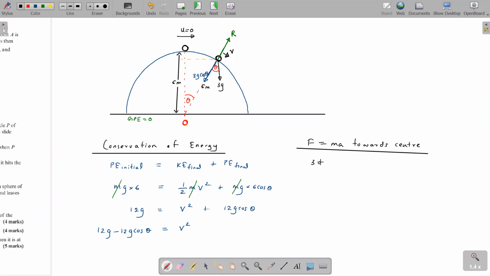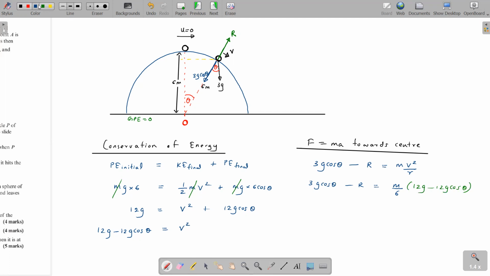So towards the center, you have 3g cos theta, minus, away from the center, is R. 3g cos theta minus R equals m v squared over r, right? Okay, so let's input. 3g cos theta minus R equals m over radius, guys. I think I told you the radius is 6. The radius is 6, okay? So into v squared, let's substitute the v squared value. That's 12g minus 12g cos theta. It would have been easier if I had taken the 12 out.